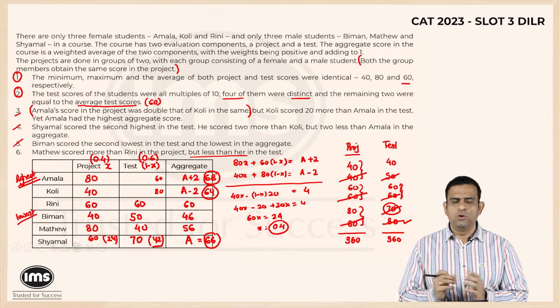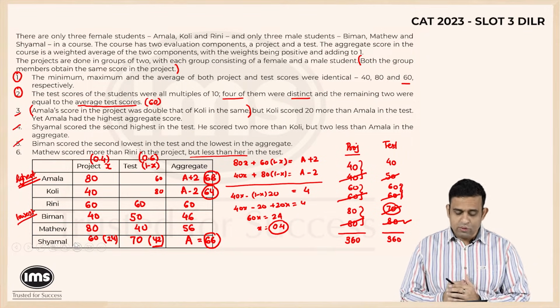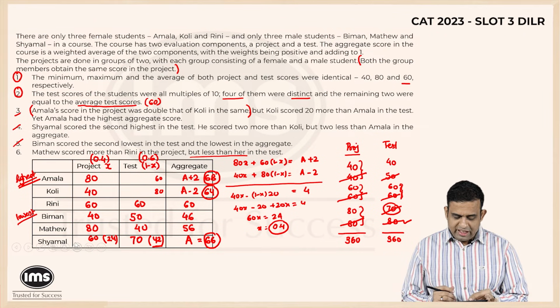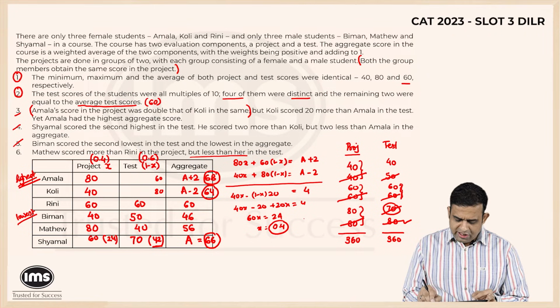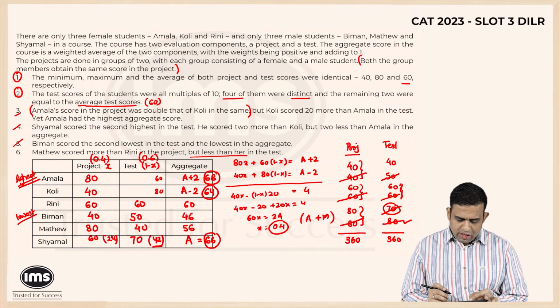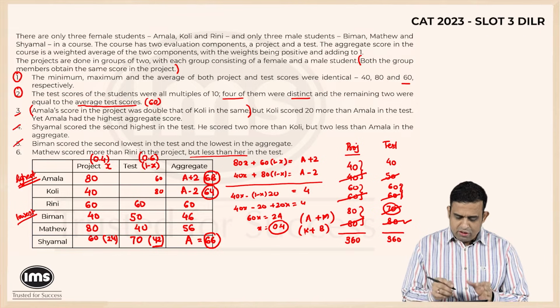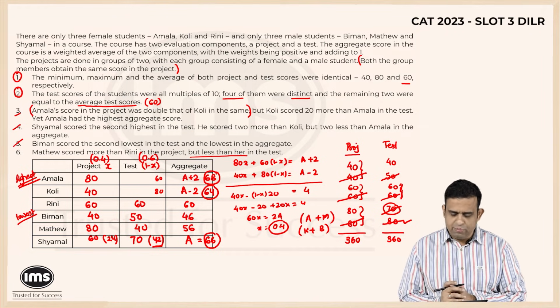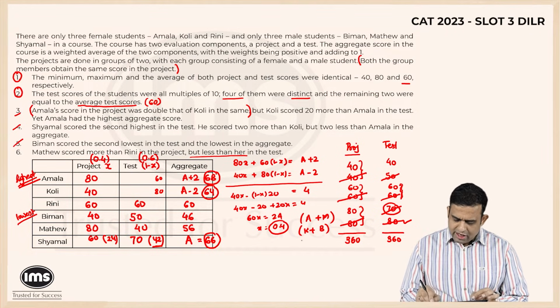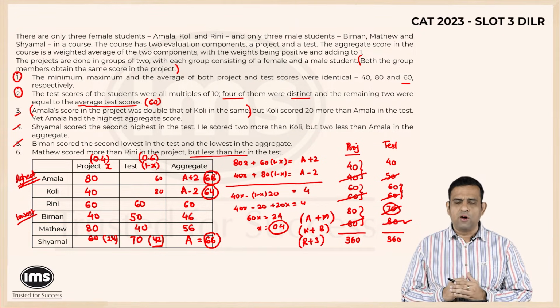So please note, we know the scores for project, test and aggregate, and we can also find out the groups. People with the same score in the project are going to be part of the same group. So one group could be Amla and Matthew, because they have got 80 in the project. Kohli and Biman are going to be a team because they have got 40 each in the project, and then Rini and Shamal. With this, we can easily answer all our questions.